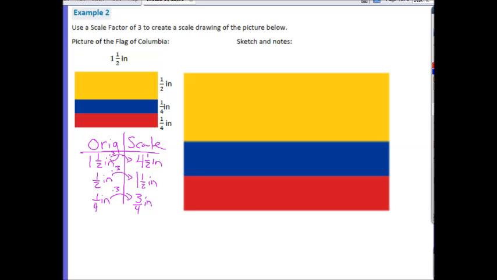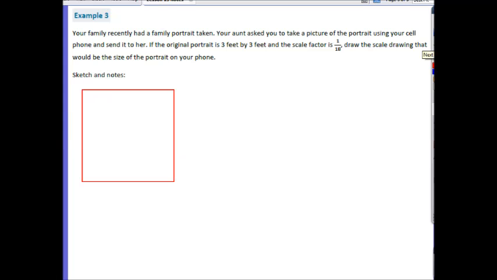And then you want to make sure you always label within your figure. So this one is 4.5 inches. This one is 1 1/2 inches. And these two are both 3/4 of an inch. Okay, let's take a look at example 3.